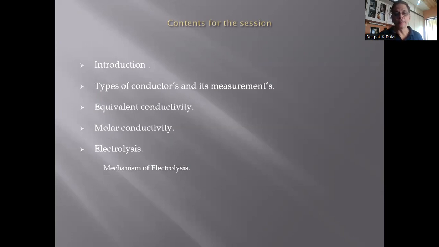And as a basic thing, very important in electrochemistry is electrolysis. I'll be covering that part also, as a mechanism of electrolysis, so that the next sessions in this electrochemistry will be very well understood by you all. So let us go through each topic of this session, electrochemistry.